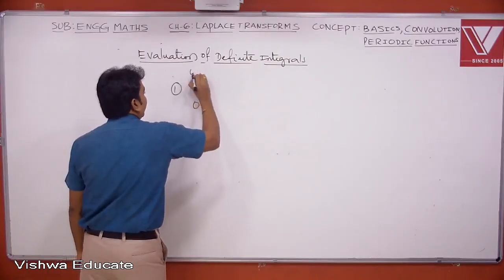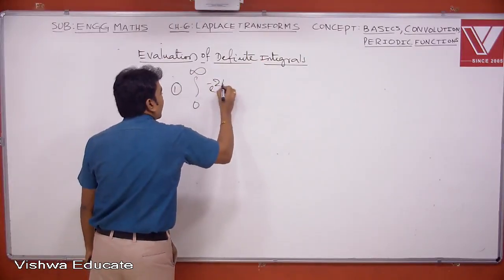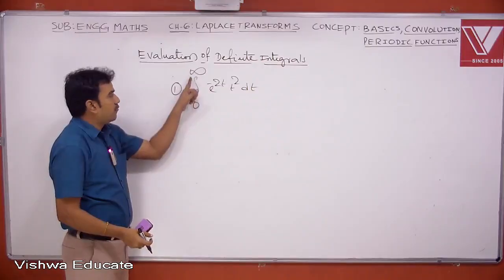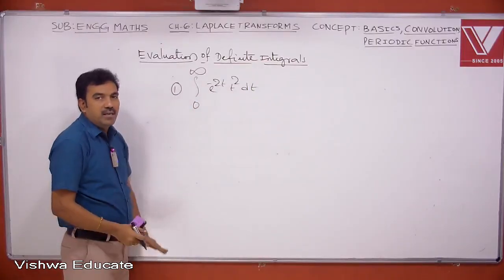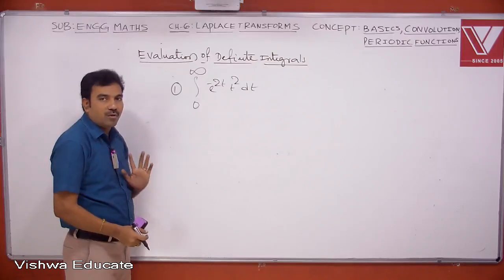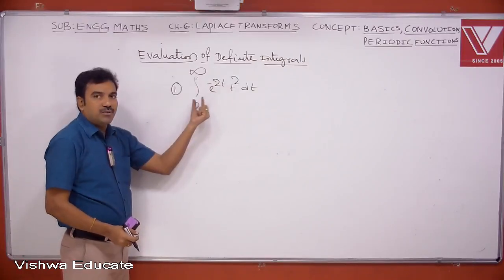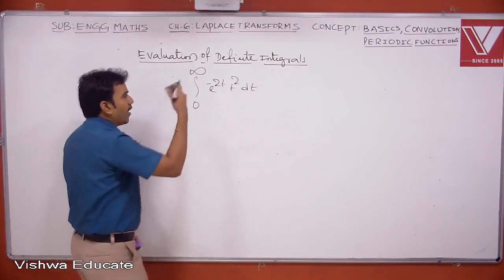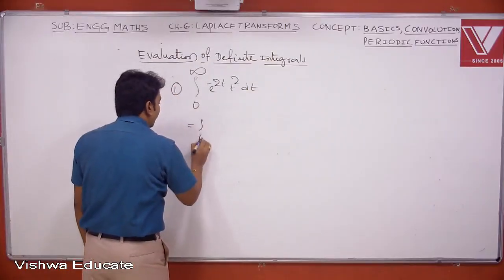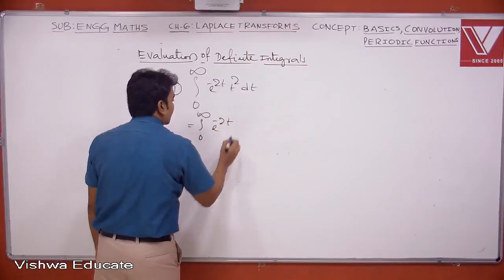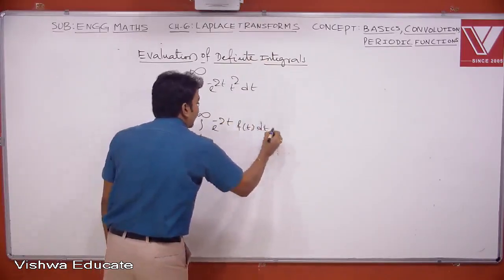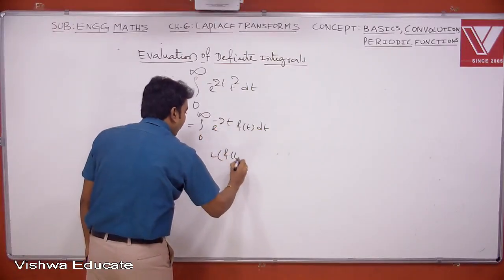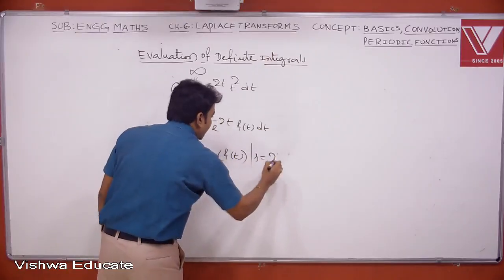Suppose we need to evaluate integral 0 to infinity e power minus 2t into t square dt. If I don't have Laplace transform techniques, my alternative choice is to evaluate this by using integration by parts followed by the limits. So it takes some time, but if you apply Laplace transform, this will be very simple. This is integral 0 to infinity e power minus 2t into f of t dt. Here f of t is t square. So here s value is 2. Therefore, this is nothing but Laplace transform of f of t when s is 2.